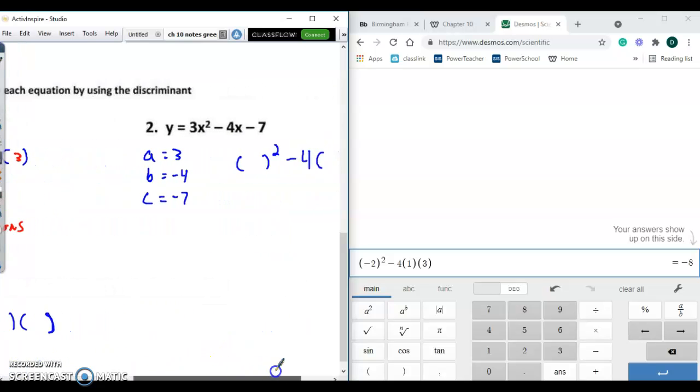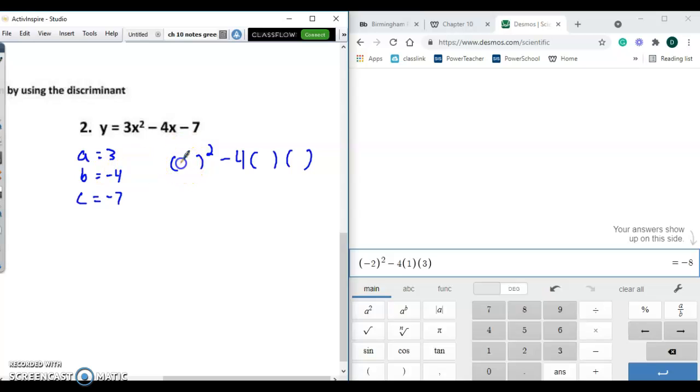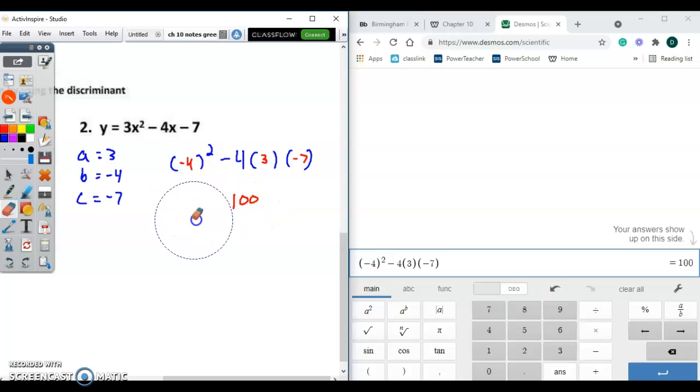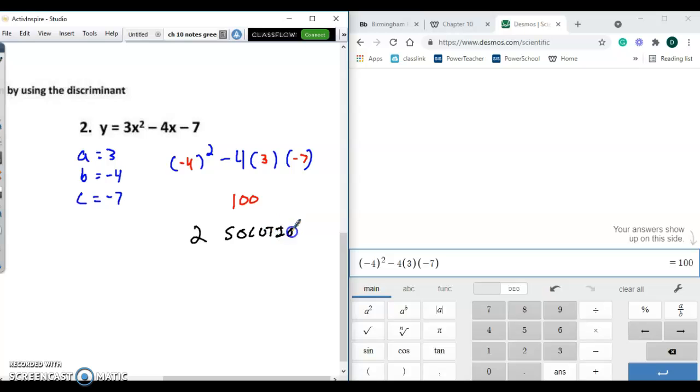All right, so let's check out this one. B is -4, A is 3, C is -7. We back these out. So I have my -4, put my 3 here, and my -7 here, and I get 100. So if it's positive, that is telling us that there is 2 solutions. So I can go ahead and write 2 solutions because this is a positive number.